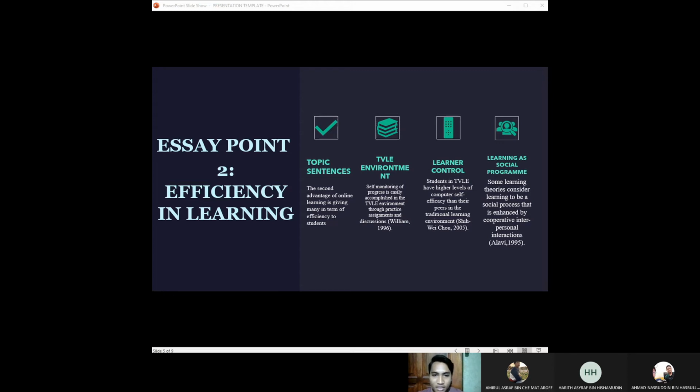Besides, from Shih Hui Cho in 2005, it says students in the TVLE have a higher level of computer self-efficacy than their peers in the traditional learning environment.